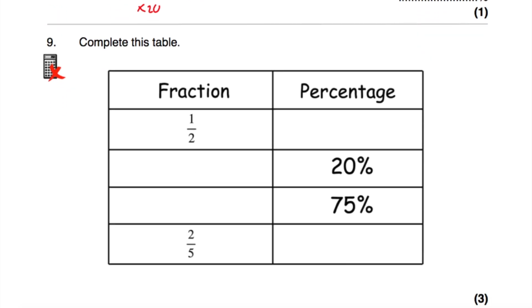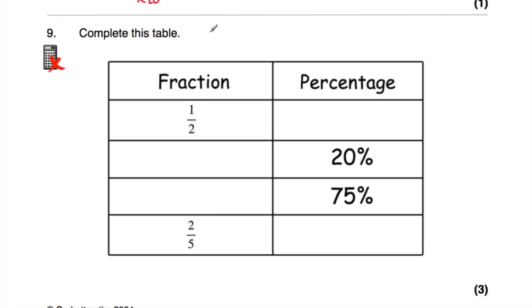Okay, let's look at our next question, question number 9. We've been asked to complete this table, and we've got fraction and percentage. So a half, well, that's going to be 50%, that's really easy. Okay, for 75%, that's equal to 3/4. Again, that's another one that you should just learn off by heart. 20%, we talked about that earlier, that 20% is equal to a fifth.